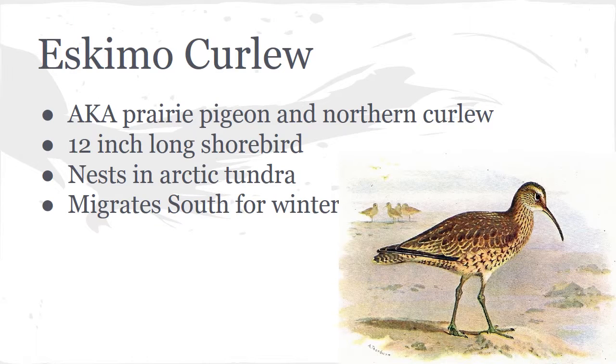The Eskimo curlew is the most endangered species that inhabits the tundra. It's also known as the prairie pigeon or the northern curlew. It nests in the Arctic tundra and migrates south for winter. It's 12 inches long and known as a shorebird.